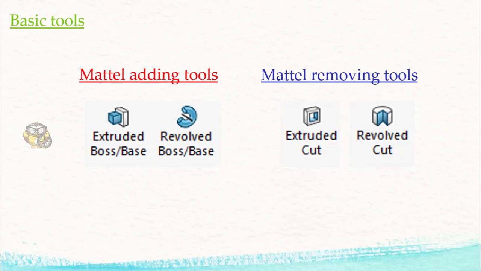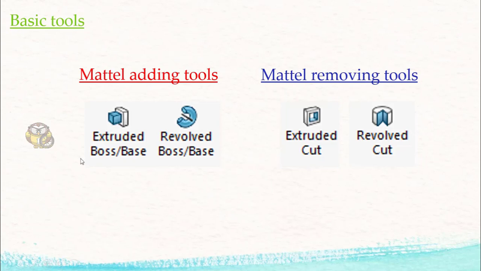Next, in the basic tools we divide into two different types of tools. First one is metal adding tools. Another one is metal removing tools. Metal adding tool means when we first convert 2D to 3D, some metal is added. We give some thickness, so that is called metal adding. Sometimes once we create the metal, in some places we want to remove it. That type of tools we call metal removing tools.